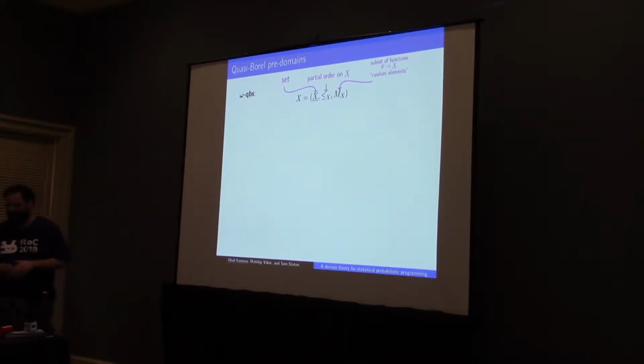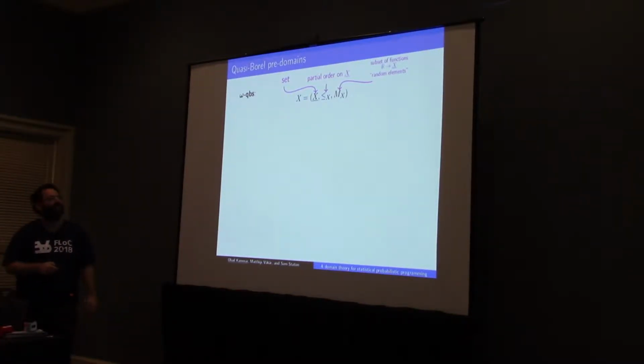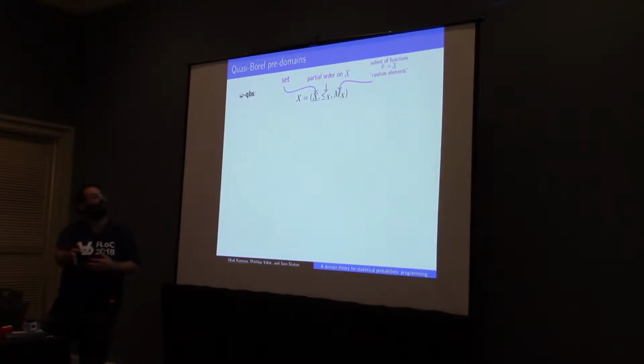Okay, so the main technical contribution is the pre-domain that we're considering. It's an algebraic structure. It has three components: a carrier set, a partial order, which is going to be the domain structure, and a collection of random elements. So what's a random element? A random element is a way of mapping a probability from the real line onto our space.